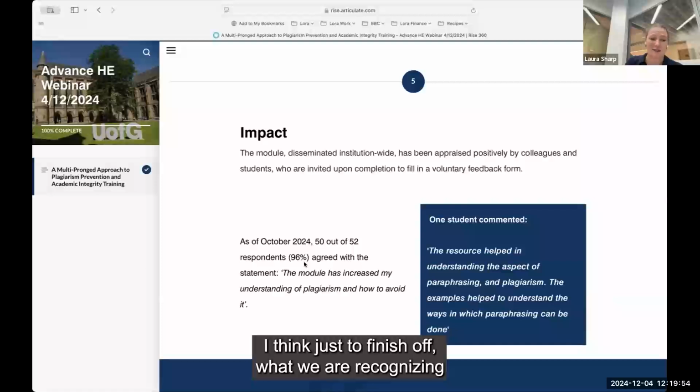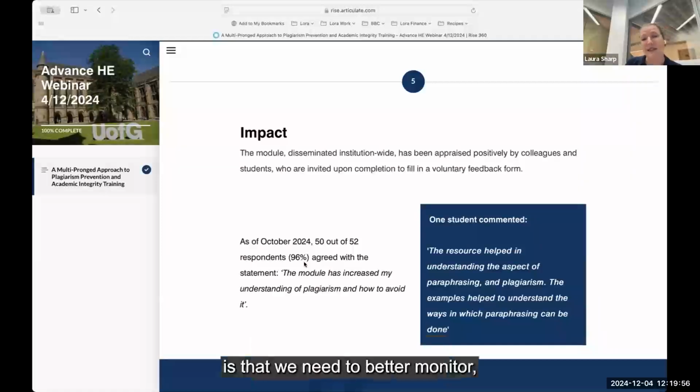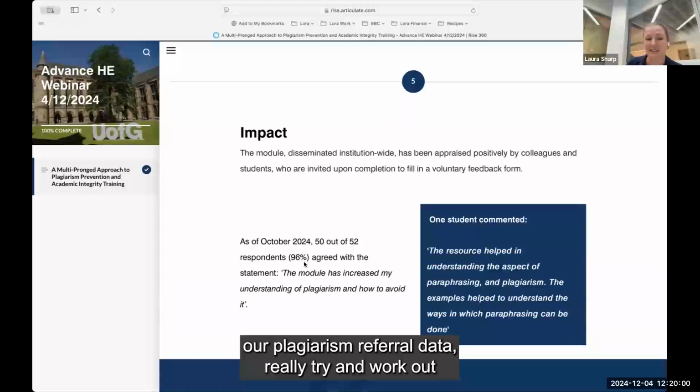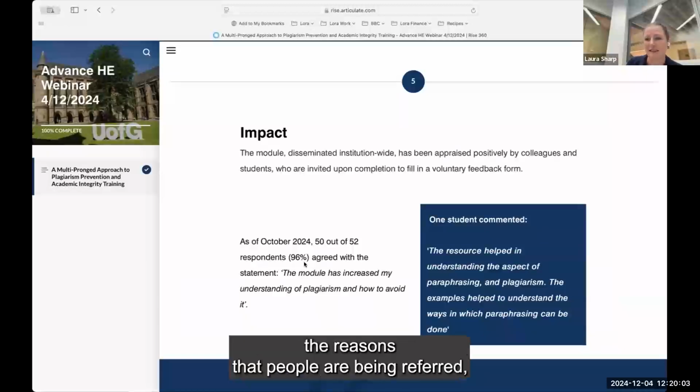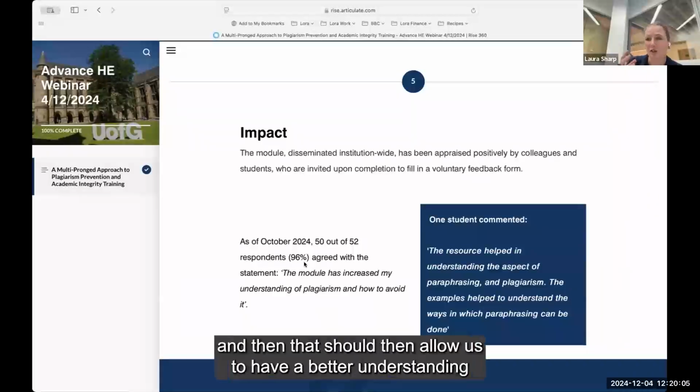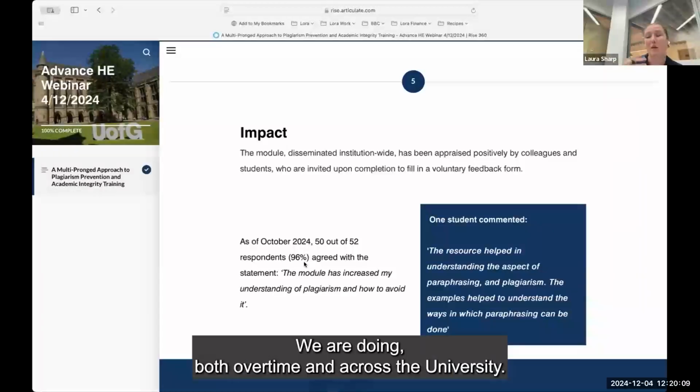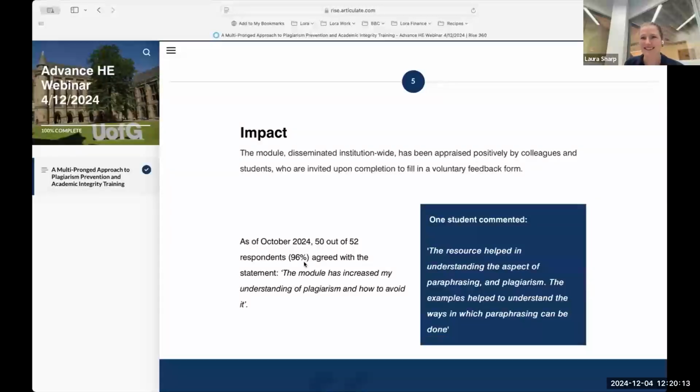I think just to finish off, what we are recognising is that we need to better monitor our plagiarism referral data, really to try and work out the reasons that people are being referred, and then that should allow us to have a better understanding of the impact of the work we are doing, both over time and across the university. That's me.